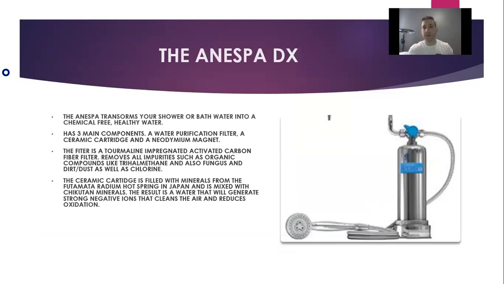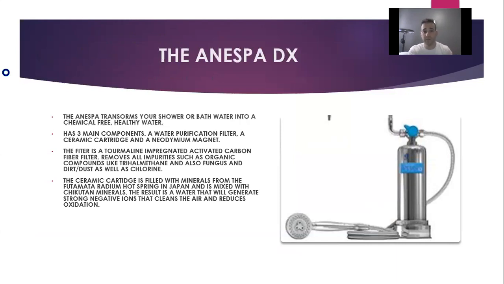Then there's a ceramic cartridge that is filled with minerals from the Futamata radium hot spring. You should know that. So when you're talking about this product, what makes it better than a chlorine filter? Well, we have minerals from a radium hot spring, the Futamata radium hot spring in Japan, and Enagic has the rights to mine the minerals of this hot spring.